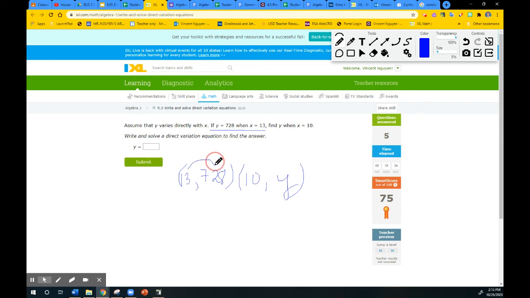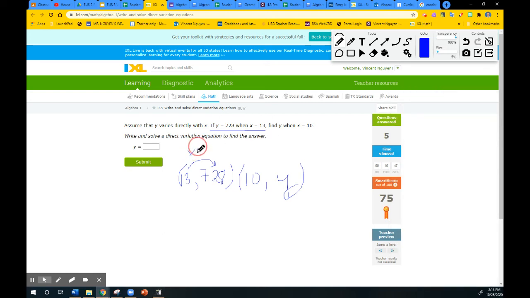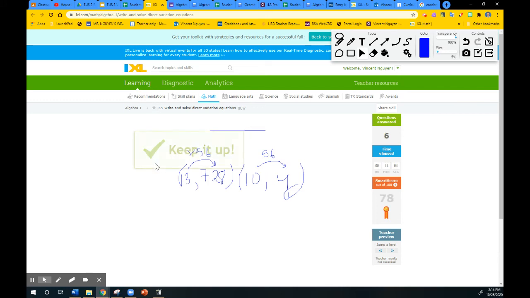X is 10. What is my y value? 13 times what to give you this giant number? Well, go backwards, divide. So I do 728 divided by 13. That's going to give me the number 56. So 13 times 56, that means 10 has to multiply by 56. So the number would be 560, right? If you multiply 10 with 56, it would be 560. 560 is my answer for y.